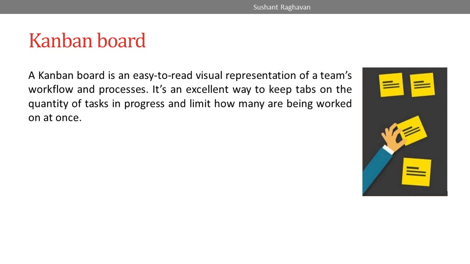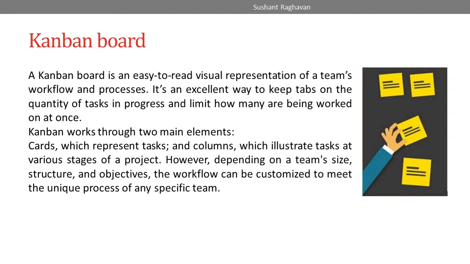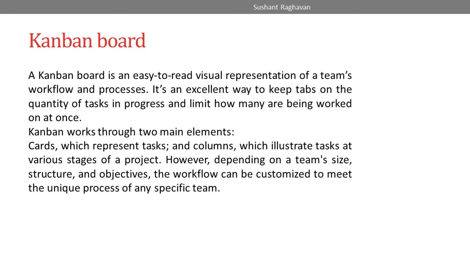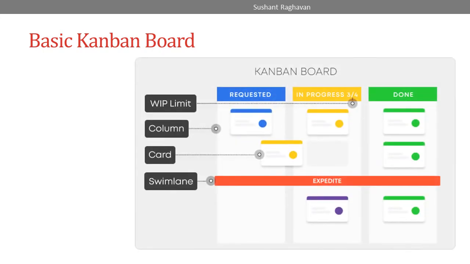It's an excellent way to keep tabs on the quantity of tasks in progress and limit how many are being worked on at once. Kanban works through 2 main elements: cards which represent tasks and columns which illustrate tasks at various stages of a project. However, depending on the team size, structure and objectives, the workflow can be customized to meet the unique processes of any specific team. While many teams use physical boards, software development teams primarily use virtual whiteboards for easier collaboration, accessibility from multiple locations, and higher traceability. Basic Kanban board.